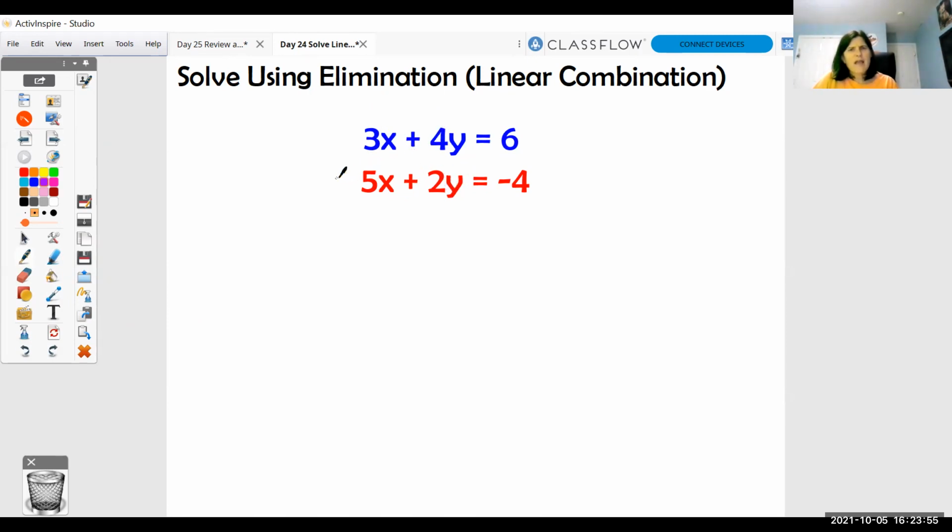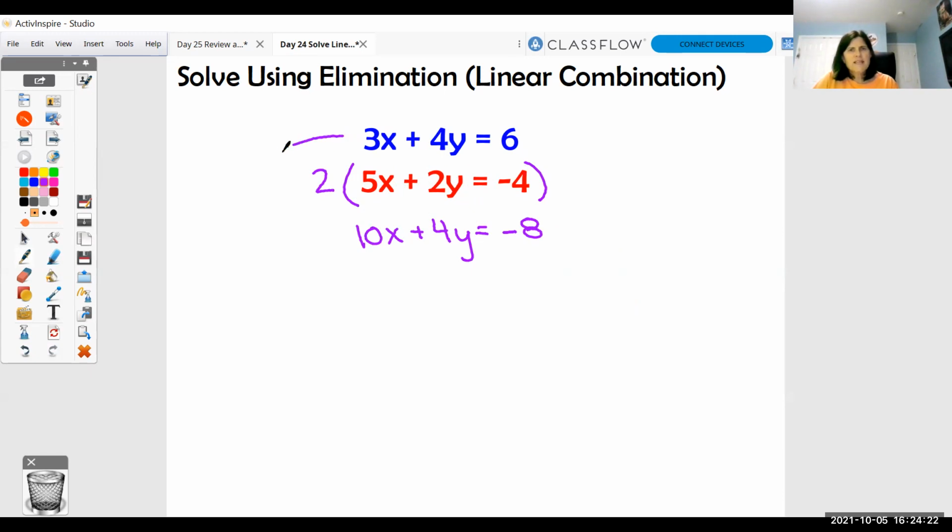You see how I can multiply this second equation by 2 and make this 2 a 4. So I'm going to multiply this by 2. I end up with 2 times 5 means I have 10x. 2 times 2 is a plus 4y equals 2 times negative 4 is negative 8. These are the equivalent equations. This one's just simplified. This one we multiplied by 2.